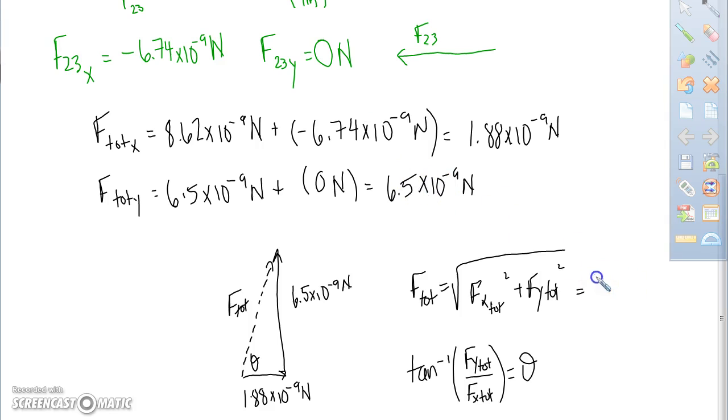I get 6.76 times 10 to the -9th newtons. For the angle, I'm going to do the y, which is the 6.5 to the -9th, divided by the 1.88 to the -9th, inverse tan it, and I get 73 degrees. So our force would be 6.7 times 10 to the -9th newtons at 73 degrees, which makes sense because this is a pretty steep angle right here. So that's how you'll do a Coulomb's law type of problem.